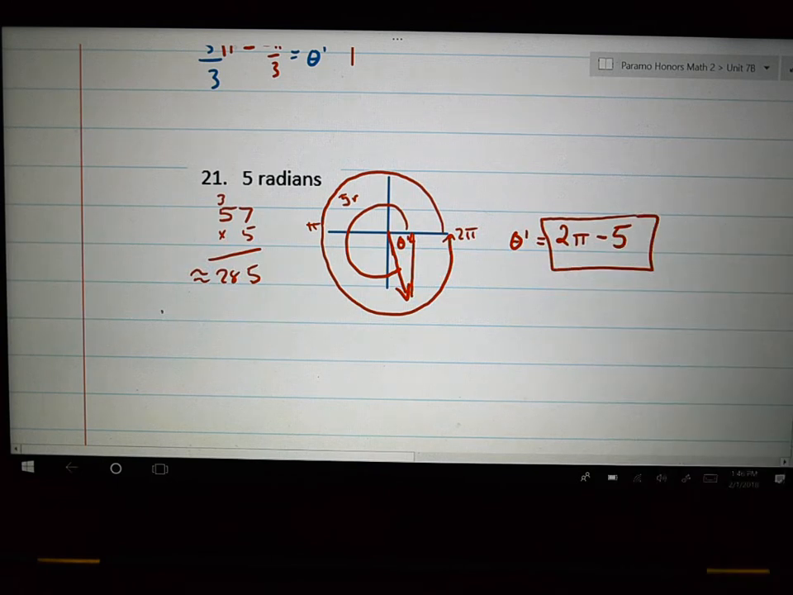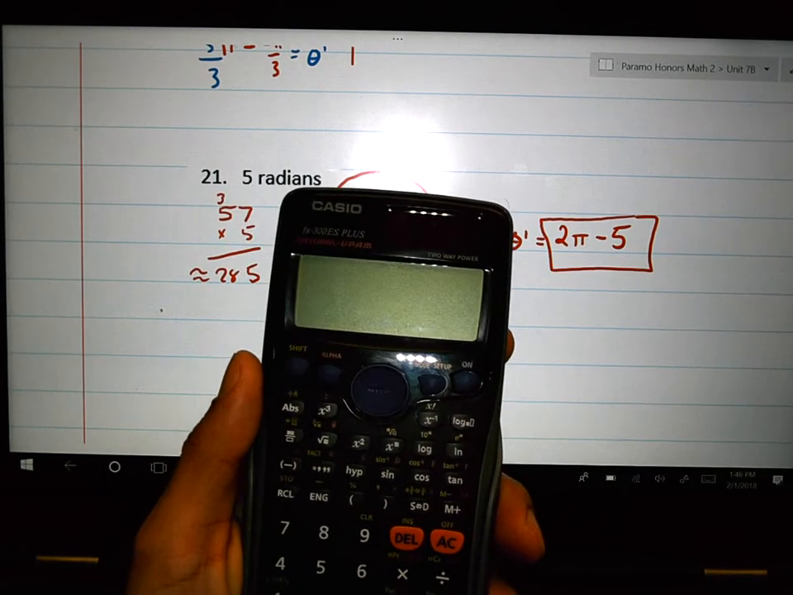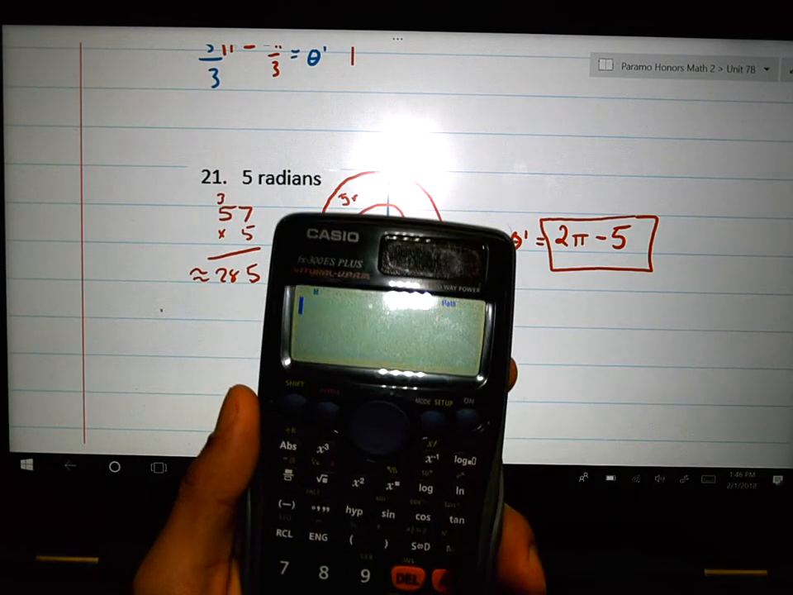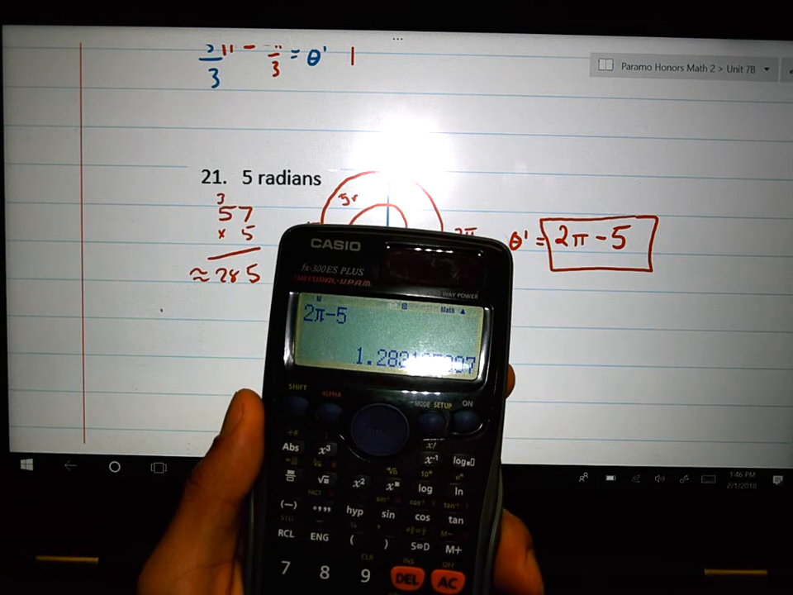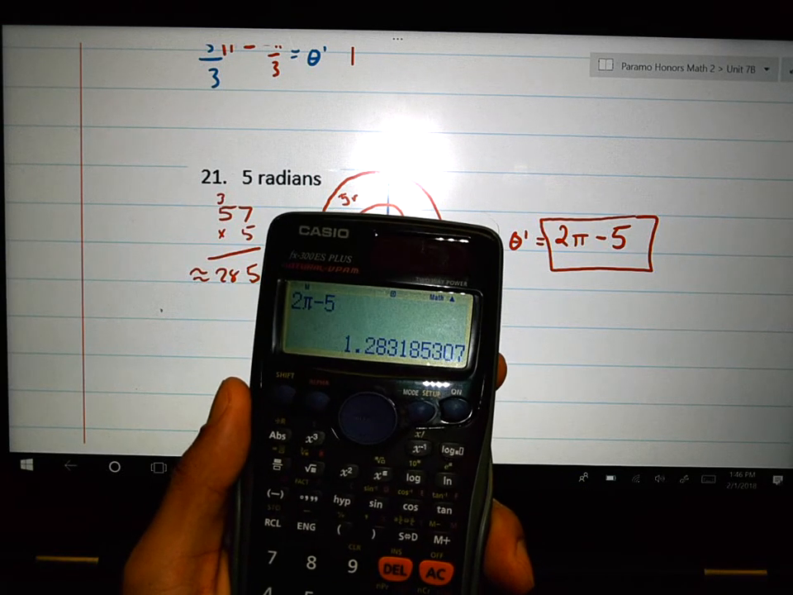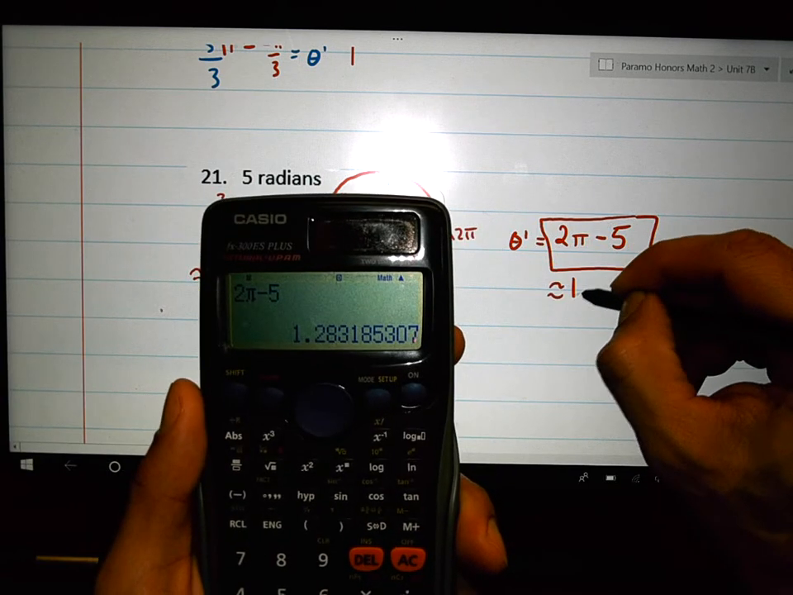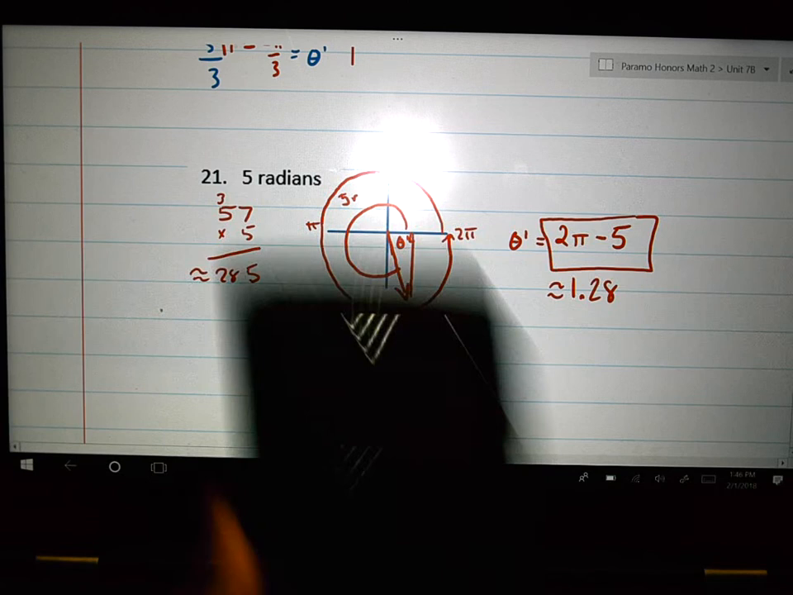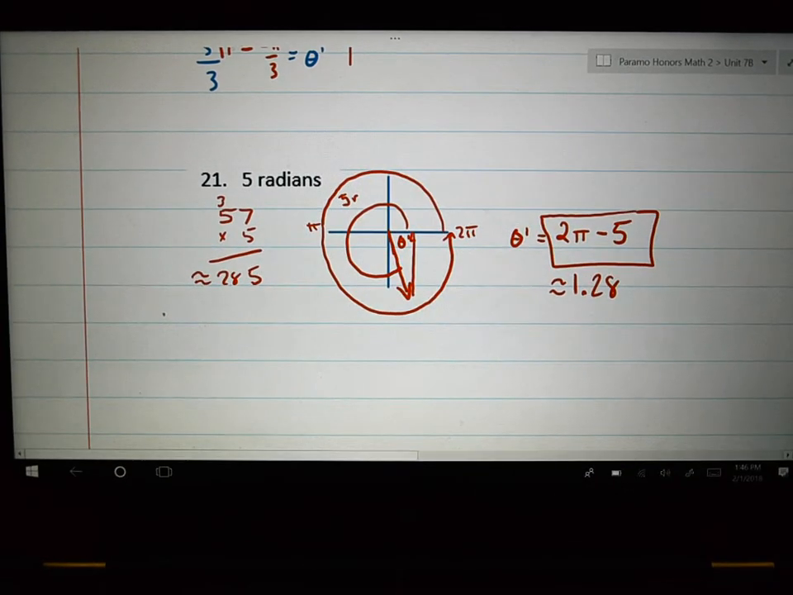If you wanted to figure out how many radians as a decimal, you could put 2 pi in on your calculator and subtract 5 from it to get the decimal approximation. This is about 1.28 radians if we wanted to figure that out. We do not have to in this problem. But I wanted to put it there just because that's what those numbers represent. We're going to stop your notes right there.